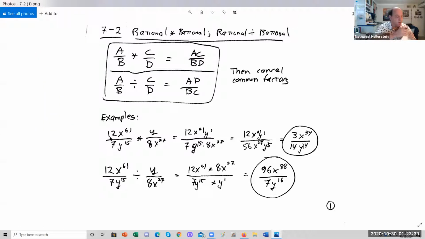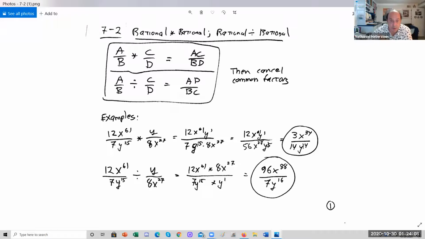Now this works for rational expressions the same way it does for ratios of whole numbers. A ratio times a ratio, you multiply the numerators, AC, you multiply the denominators, BD. So you just can't multiply across. To divide, you flip the C over D upside down. So it's D over C times A over B, and so AD over BC, like that. And then these may have common factors, which then you cancel.